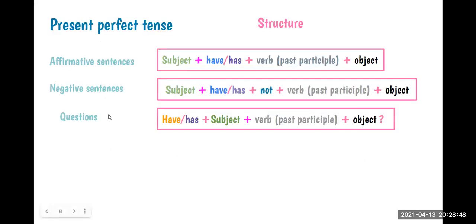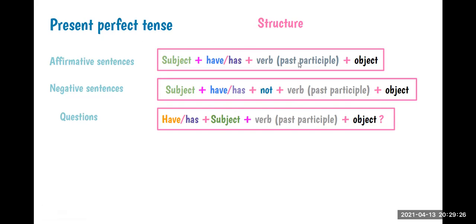So this is the structure of the present perfect. Remember, we need subject, have or has, according to the subject, and the verb in the past participle form. And then we have the object, right? In the negative sentence, exactly the same, but we need to add not, and the verb in the past participle form. Then we have the question form: have or has, the subject, and the verb in the past participle. So this is the structure of the present perfect.